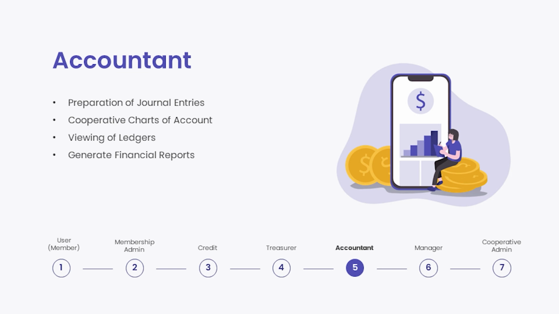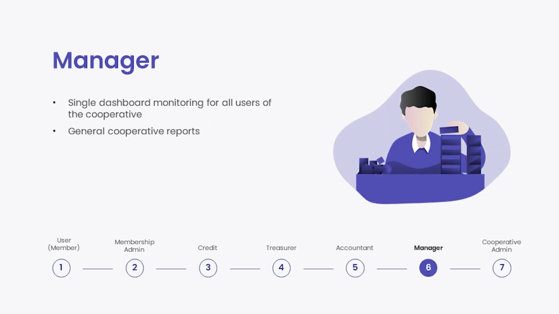Next up, we have the accountant role, who is in charge of the preparation of journal entries, have access to government-regulated charts of accounts, manage ledgers, and generate financial reports. The manager is one that oversees the cooperative operations. They have access to all reports and analytics from the different roles.